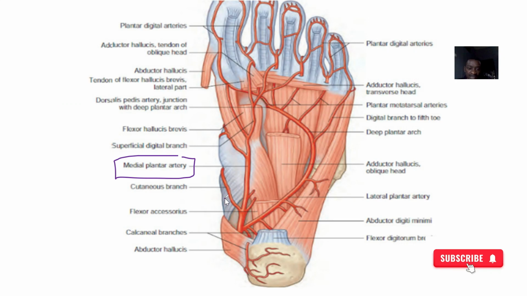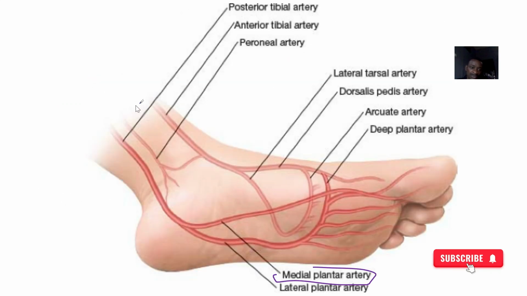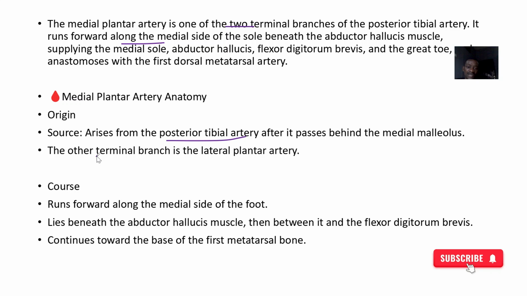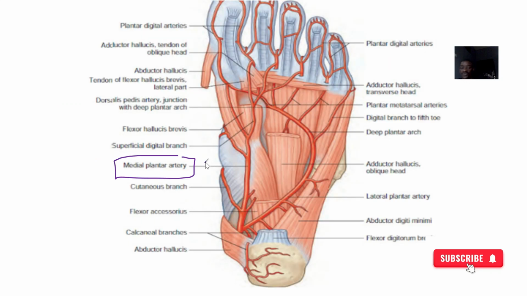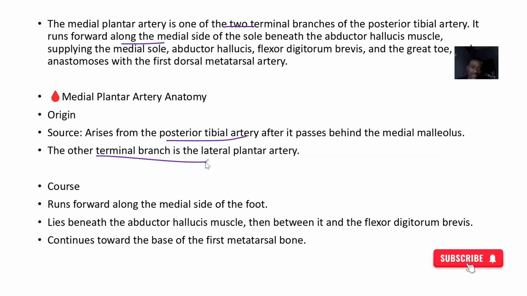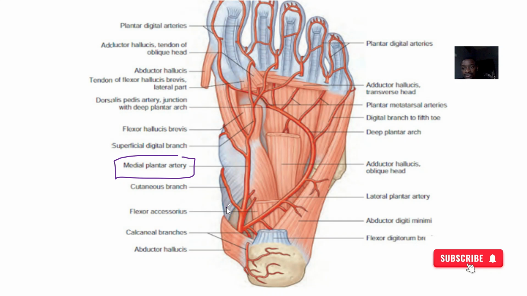Let's trace that. Okay, so this is the posterior tibial and it gives the medial plantar artery. Alright, so the other terminal branch is the lateral plantar, which was spoken about. It runs forward along the medial side of the foot, lies beneath the abductor hallucis muscle, then between it and the flexor digitorum brevis. So it continues towards the base of the first metatarsal bone.